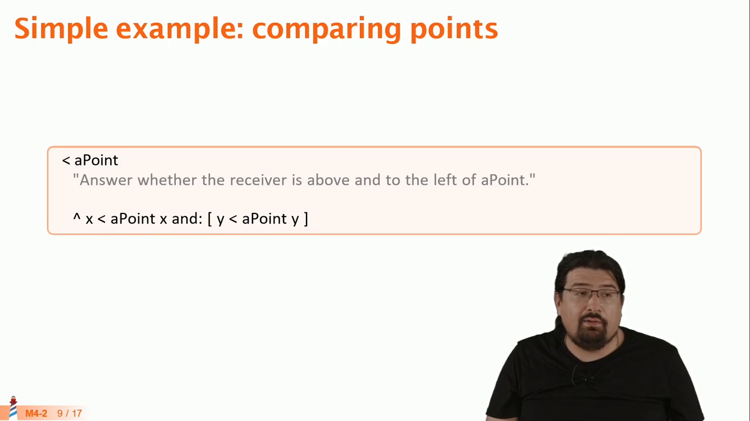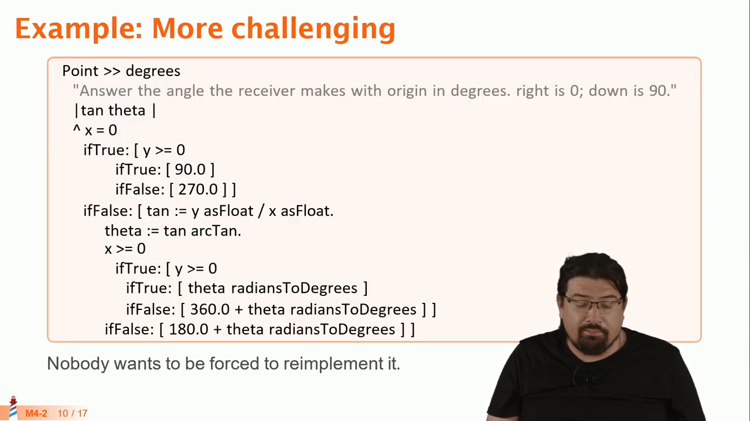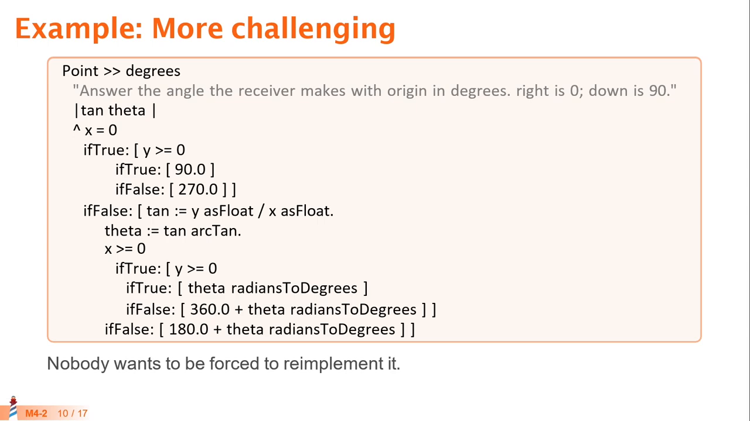And this case gets more and more interesting when we have an implementation of an operation that is more complicated. In this case, like the degrees message that will return the angle that the point receiver of this message makes with the origin. As you see, we have a lot of operations, with different conditional code depending on the value of x, and it also has to handle the conversions of radians to degrees.